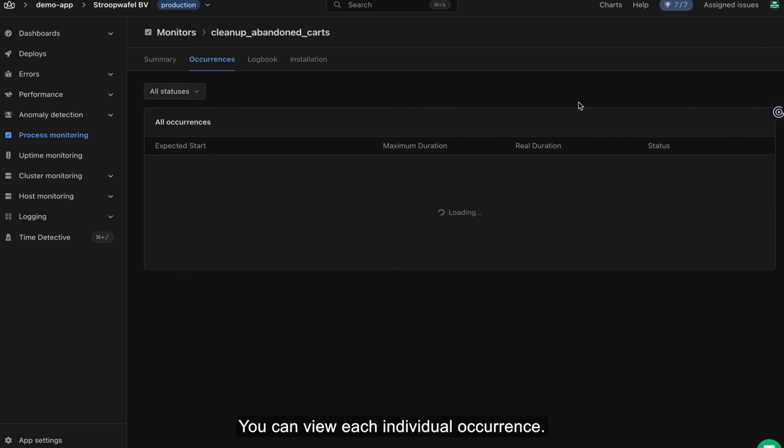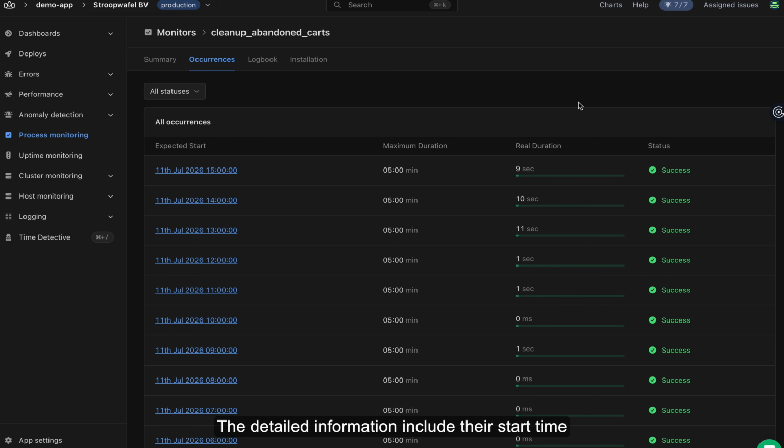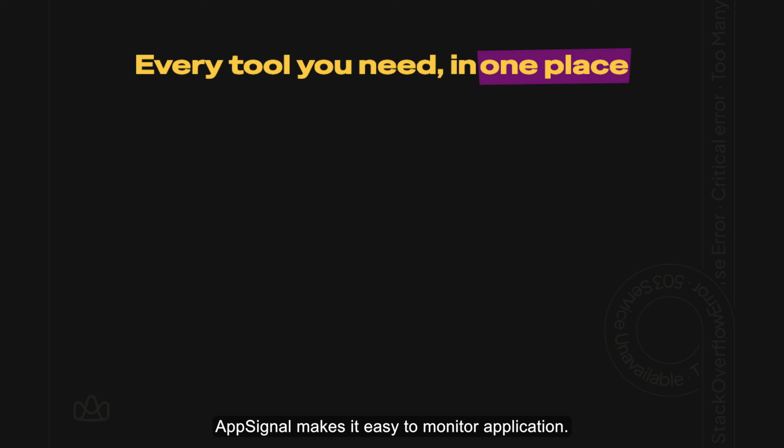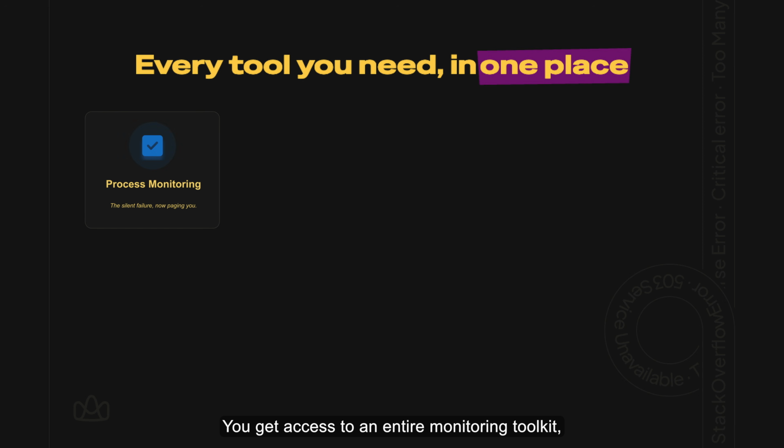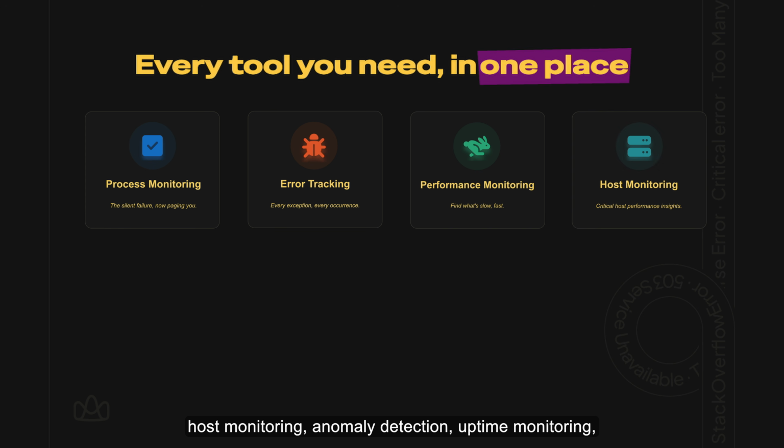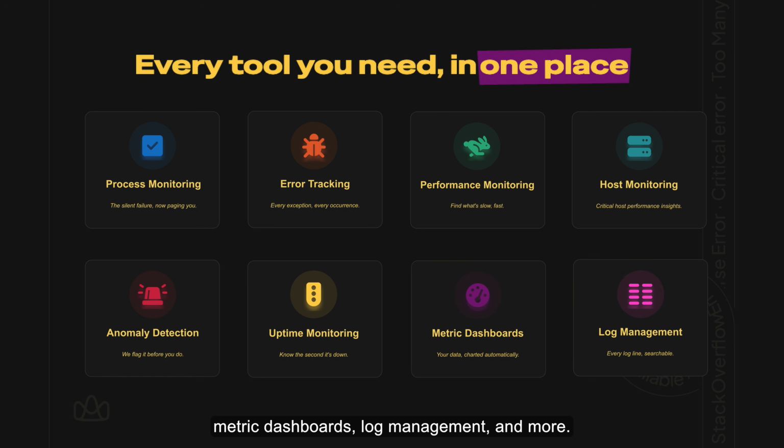You can view each individual occurrence. The detailed information includes their start time, actual duration, and status. AppSignal makes it easy to monitor your application. You get access to an entire monitoring toolkit, and that includes error tracking, performance monitoring, host monitoring, anomaly detection, uptime monitoring, metric dashboards, log management, and more.